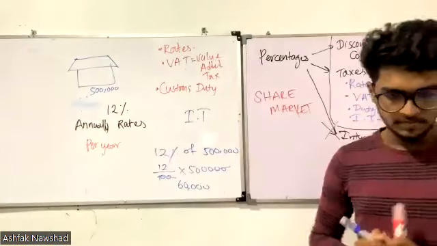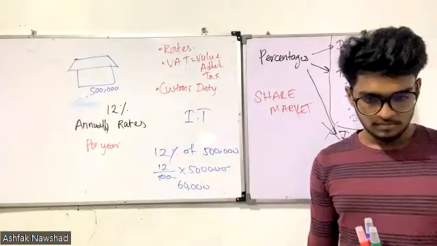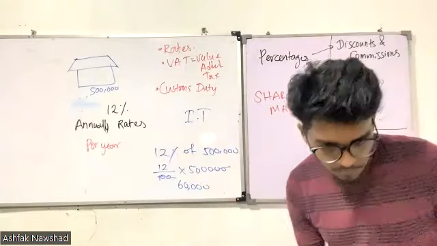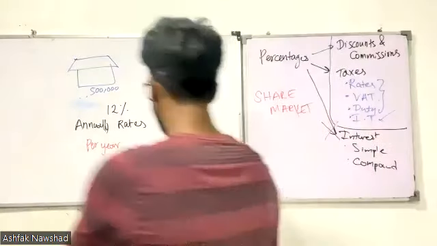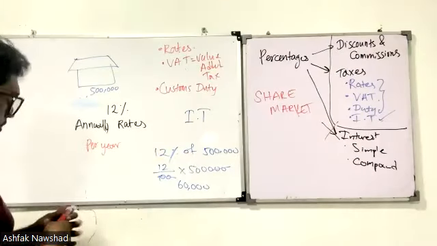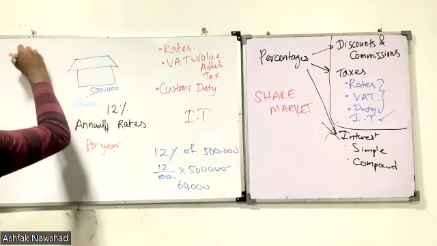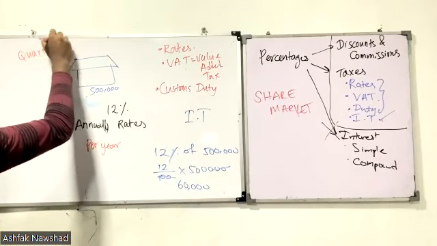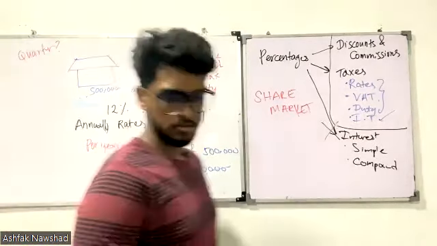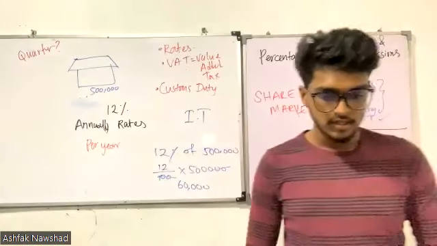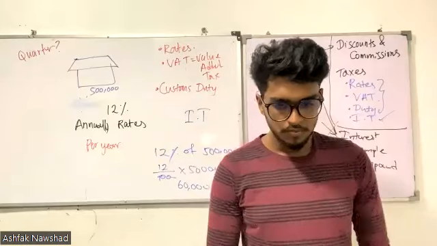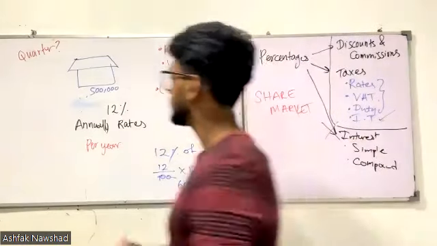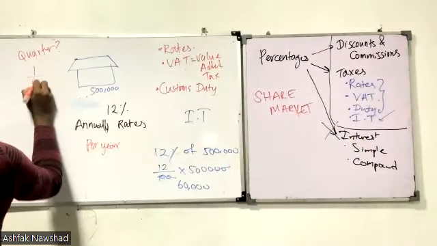Is this clear? It's 60,000. Good. So that's annually. Do you know the meaning of a quarter? What's a quarter in fractions? Exactly, divided by 4, right? Quarter means 1 out of 4, right?